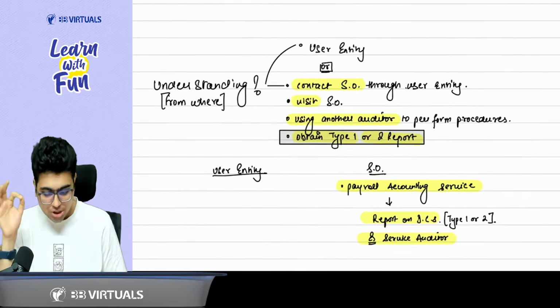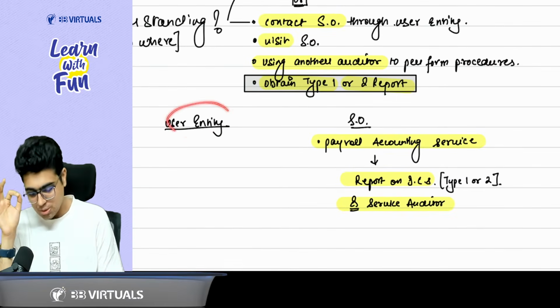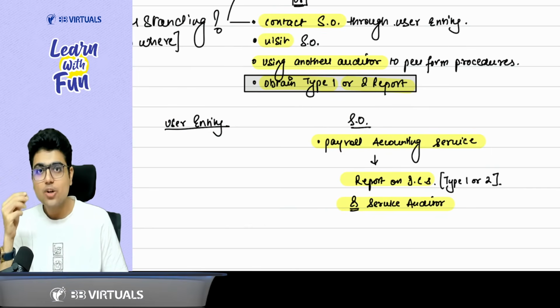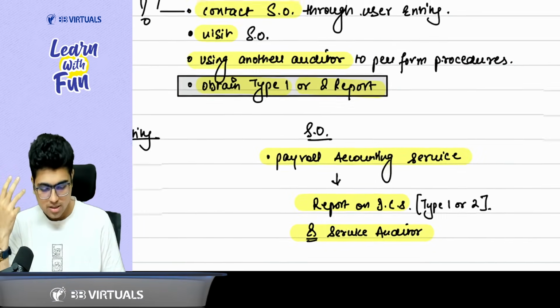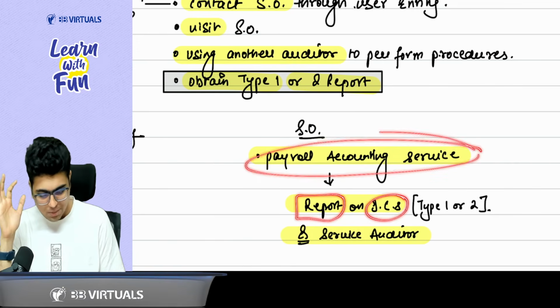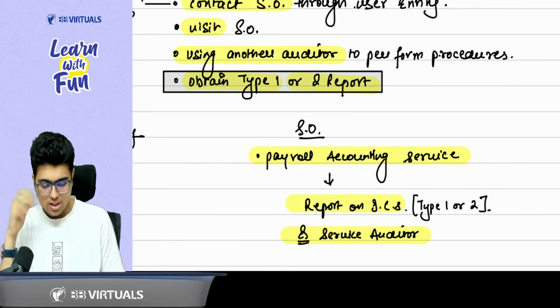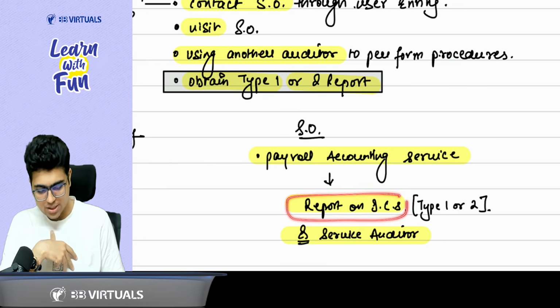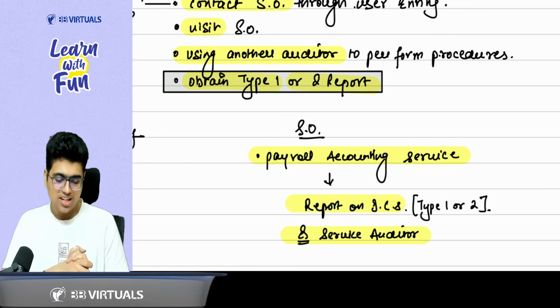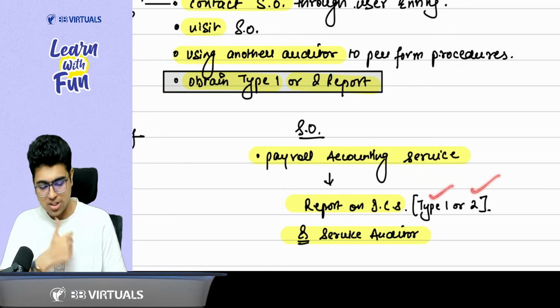Now, sir, the question is, there is a user entity, there is a service organization. This type 1 or type 2 report is related to what? So the service organization is doing the payroll accounting services. We want a report on the internal controls related to this payroll accounting service. Okay, sir. So this report on the internal controls of the payroll accounting service is given by the service auditor. Now this report can be type 1 or type 2.